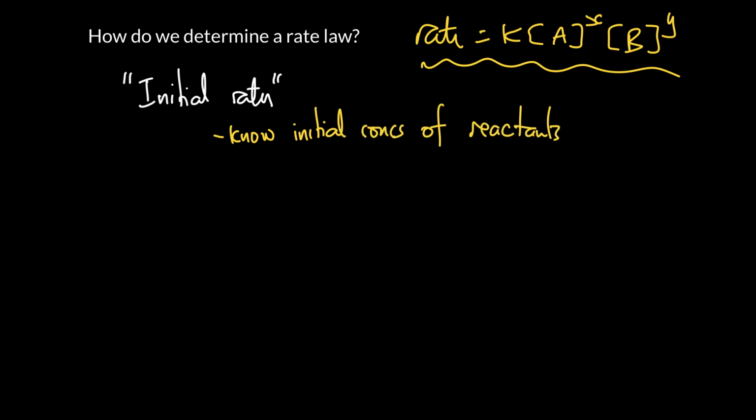The reason we focus on the initial rate is that right at the start of the reaction, the reactants have a fixed concentration. So if we look at our rate law expression here, we'll know the concentration of A, we'll know the concentration of B. Right at the start of the reaction, we can measure the rate. That makes it a lot easier to handle when everything here and here and here is essentially a constant. Then all we have to do is find out the value of K, the value of X and the value of Y. And that allows us to determine a rate law.